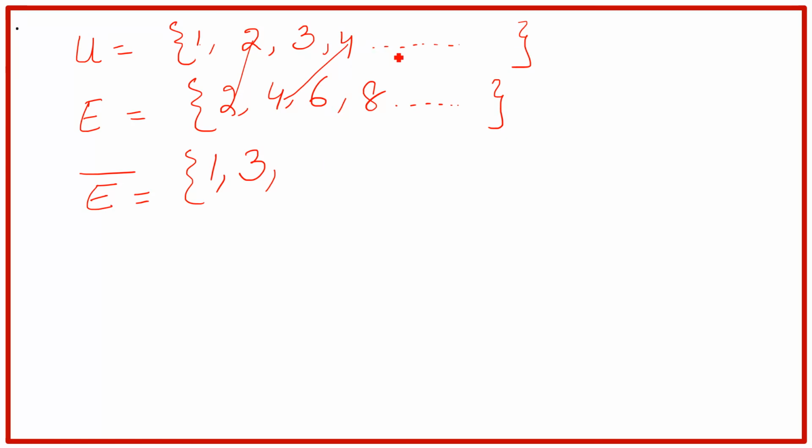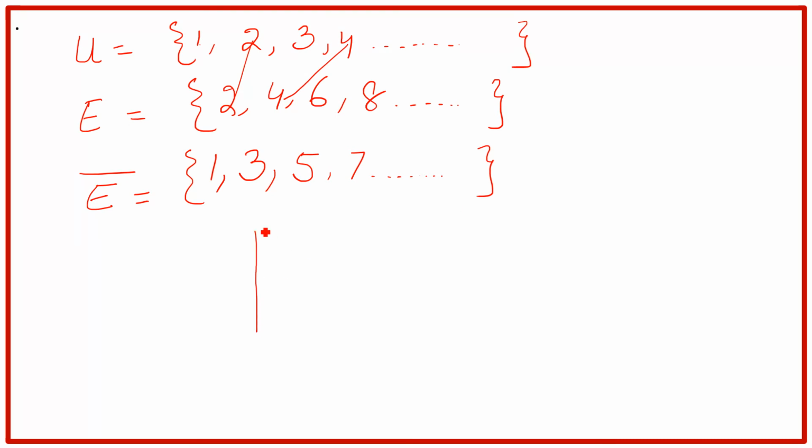Same thing for 5, because it is so on. 5 is there and then 7 is there and then so on. 1, 3, 5, 7, 9, 11. Right? That is the complement of E, the set of even natural numbers. This is the E complement.